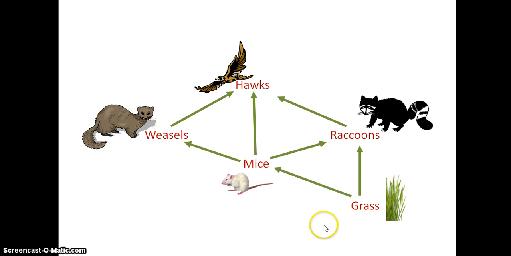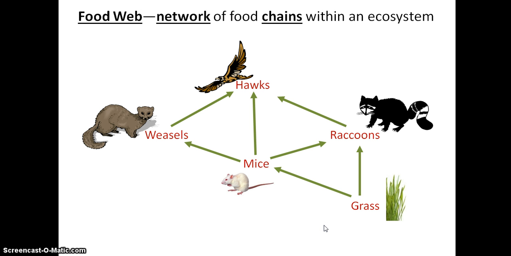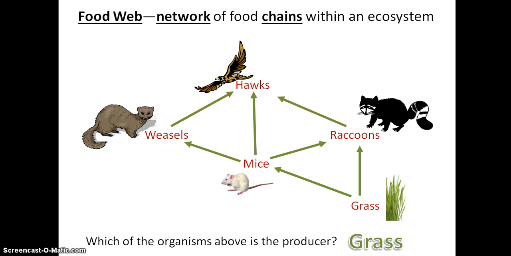So here we have a food web. A food web is a network of food chains within an ecosystem. You see the arrows point to the energy, and the arrows show us what is being consumed and who is doing the consuming. Which of the organisms above is a producer? The grass.